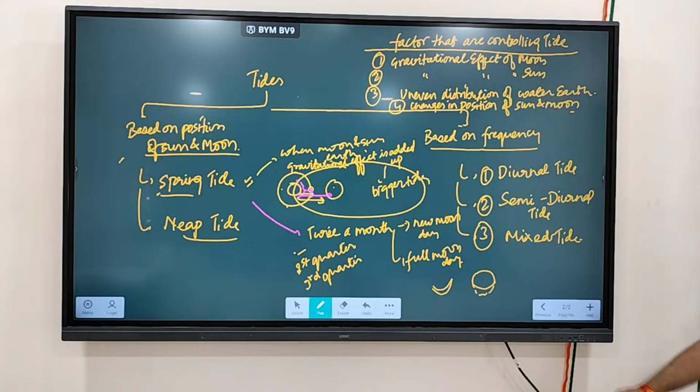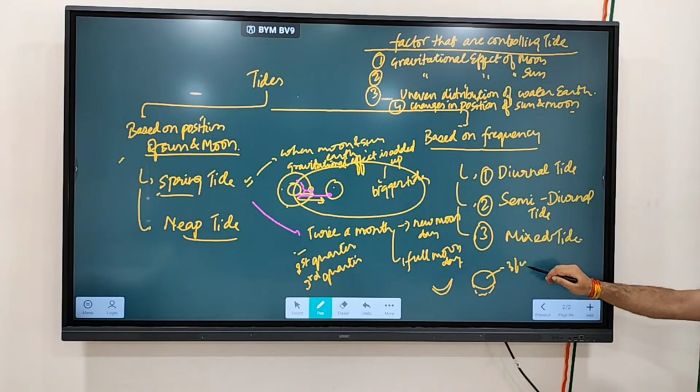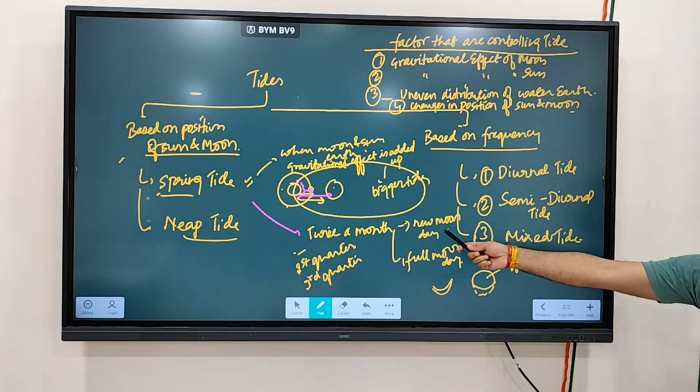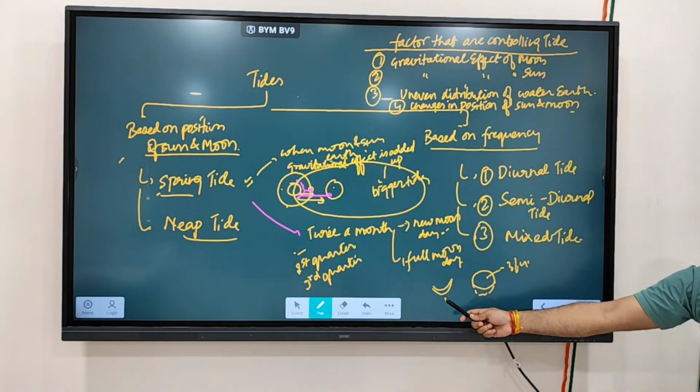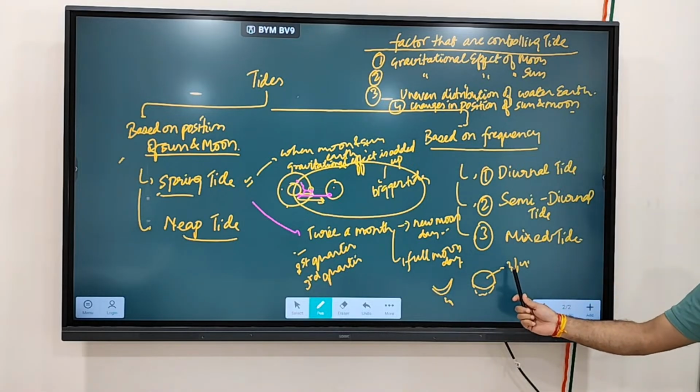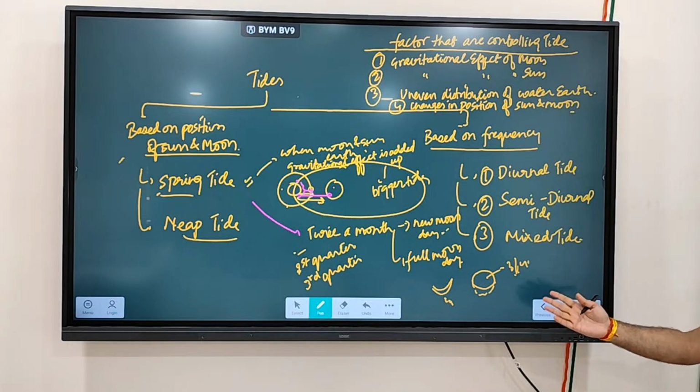Moon is almost 3/4 visible, so that is called the third quarter. Clear? After new moon day, when the moon is not visible, the moon will come into which type of shape? Crescent shape, that is the first quarter. Then it will move into full moon day, then 3/4, that is the quarter.